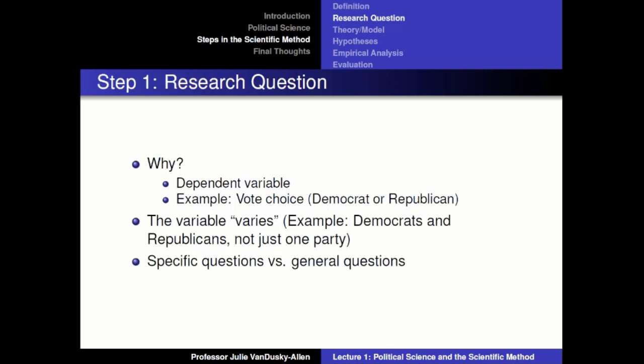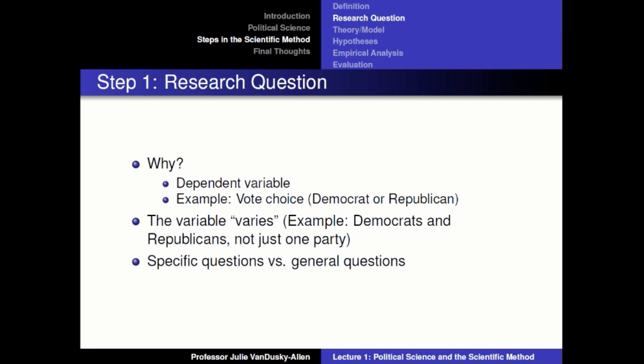Now we will talk about the steps of the scientific process. The scientific process starts out with a question. We want to know why we see variations in certain outcomes. Those outcomes are called dependent variables. For example, many political scientists want to know why some people in the U.S. vote for Democrats while other people vote for Republicans. The dependent variable in this case is vote choice.